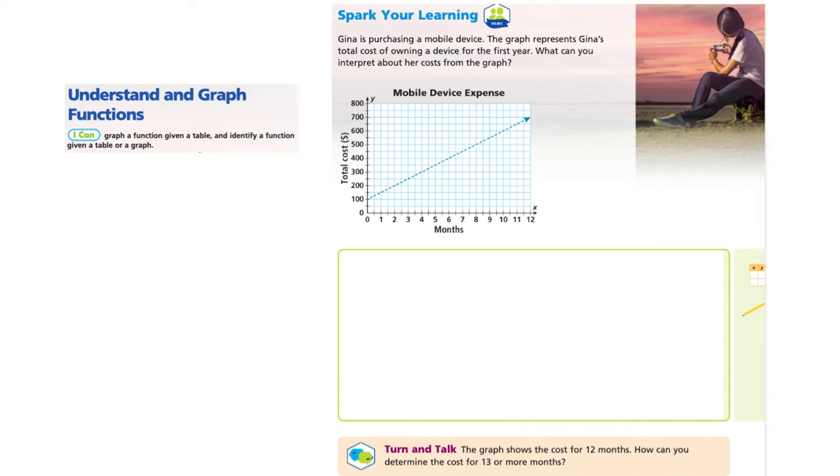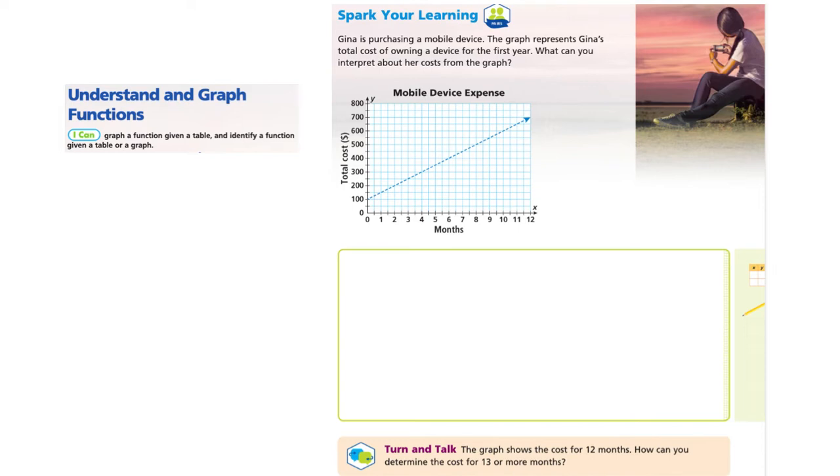So first we're going to look at the I can statement. So the title of this lesson is Understand and Graph Functions. And they say you're supposed to be able to say at the end of this lesson, I can graph a function given a table and identify a function given a table or a graph.